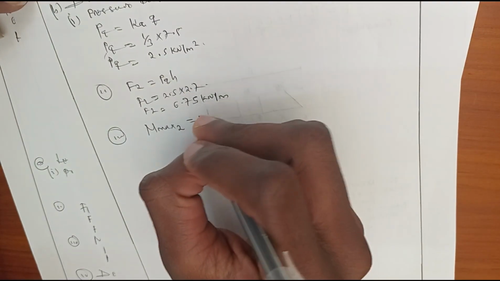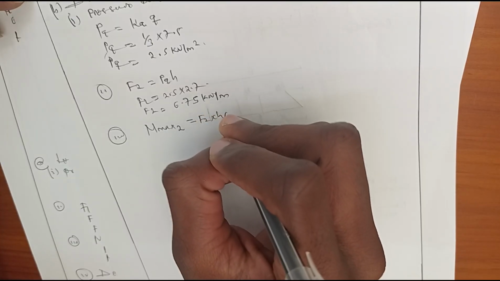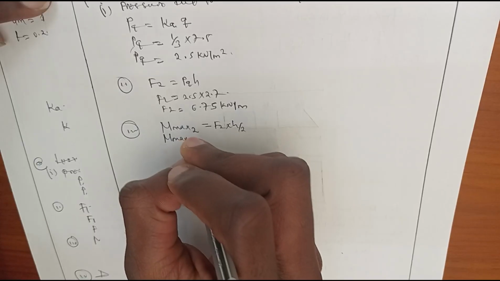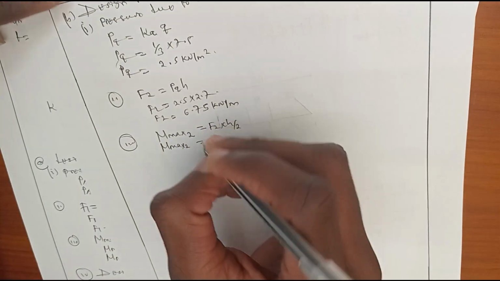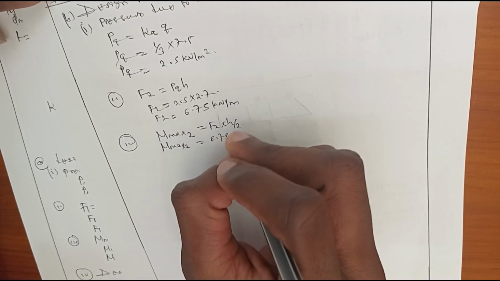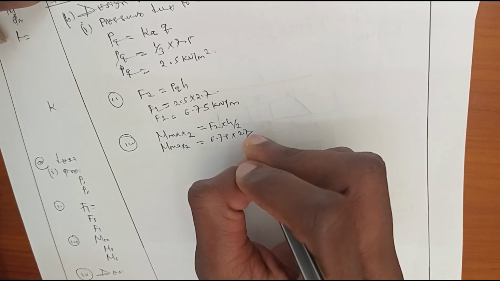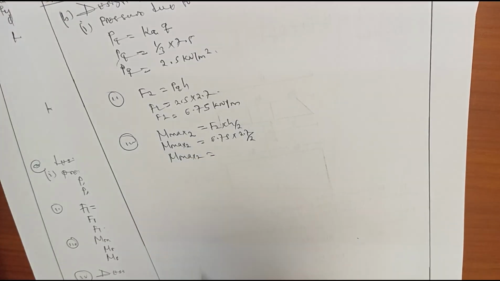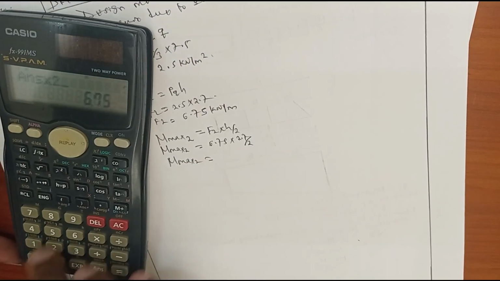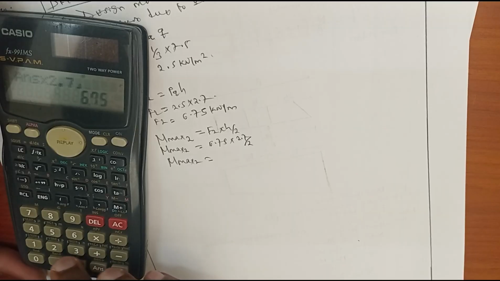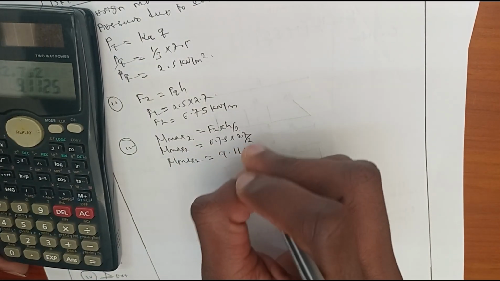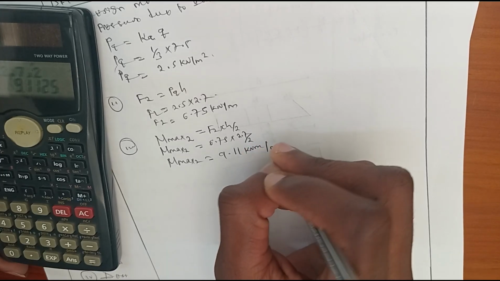So force 2 times h over 2. Maximum moment 2 due to surcharge will be equal to 6.75 times h, which is 2.7, divided by 2. Maximum moment due to surcharge 2 will be equal to 6.75 times 2.7 over 2. It will be equal to 9.11. This is kilonewton meter per meter.